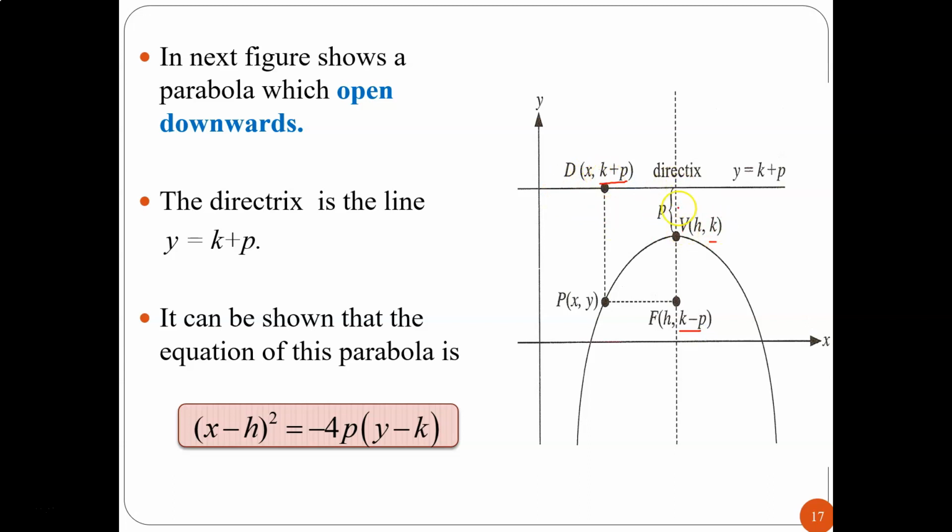Koordinat paksi x dia tidak berubah. You still have h. Okay. So this is the one. So you have this formula. And for this one, you will have h and k minus p.